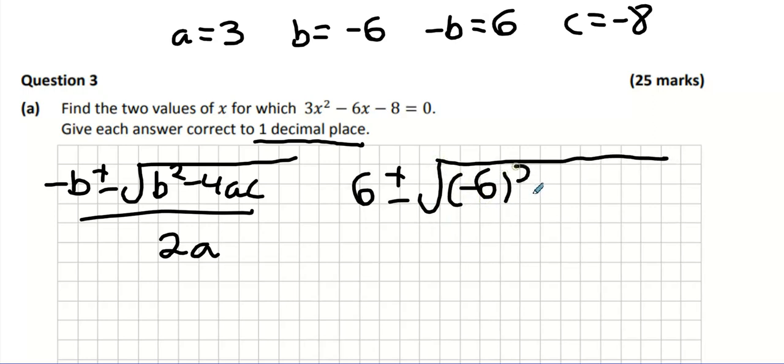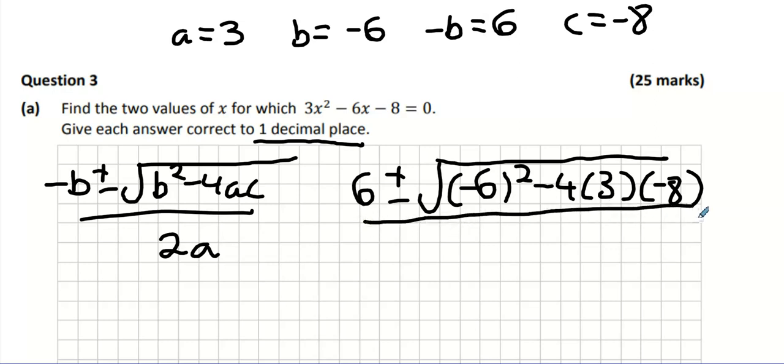So you put into the b squared minus 4ac, all over 2 times 3. Anybody got two answers for this? Sean? 2.9 and minus 0.9. Is that okay with you guys? Okay, just put it into your calculator, should work out.